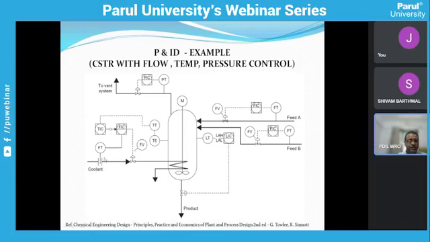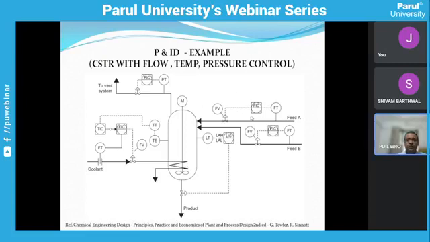And the same thing for the cooling mechanism: the temperature element is used here, and the temperature element, using some temperature controller, can control the flow through this control valve. That means the coolant flow will be controlled based on the temperature of the system. So these control mechanisms and the corresponding diagram are part of this P90.